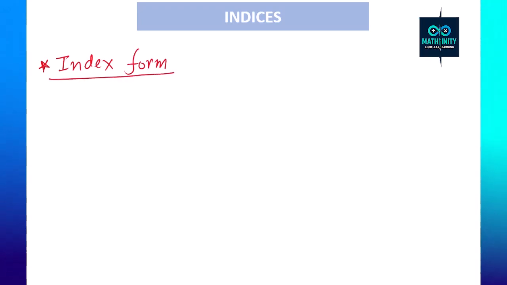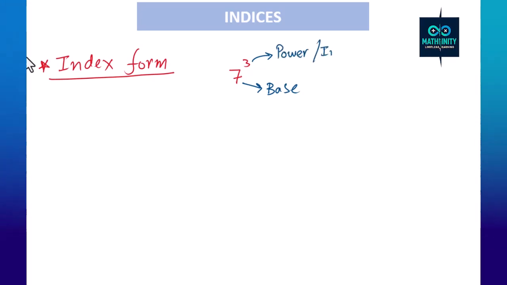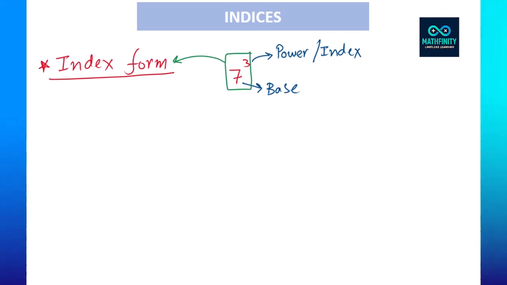Index form: suppose I am going to take the number 7 and power 3. Here the 7 is called the base, and this we are calling the power or index. The combination of base and power, if you see any number in this form, is called index form. Sometimes they ask very clearly to leave your answer in index form, so you have to leave it that way.